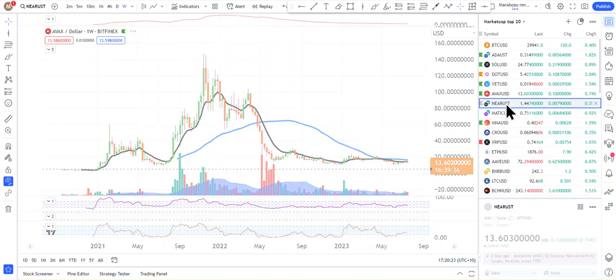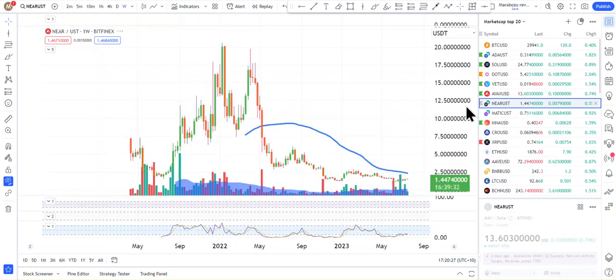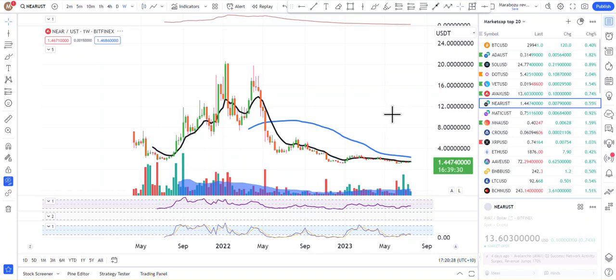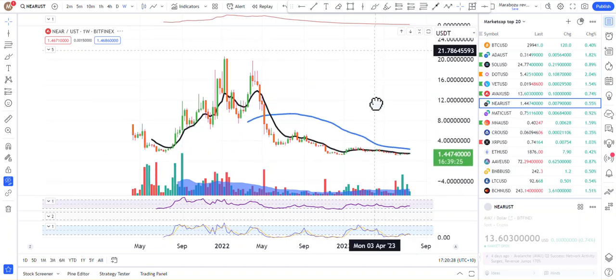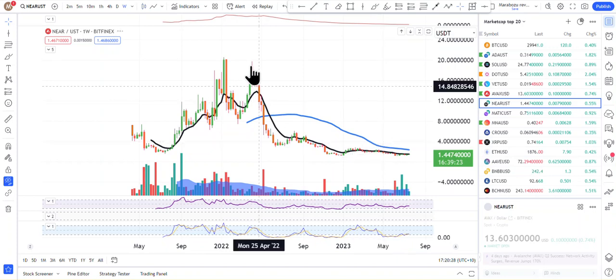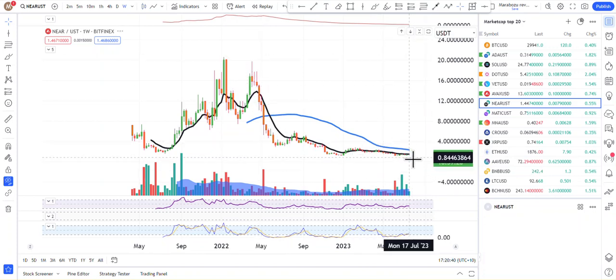So let's have a look at NEAR. NEAR is another one that I'm dollar cost averaging into. And I'd like to have at least $10,000 worth of NEAR as well before we take off. And this is the same again. We're looking up here at $20, and we're now at $1.44. I really hope that this one comes down.